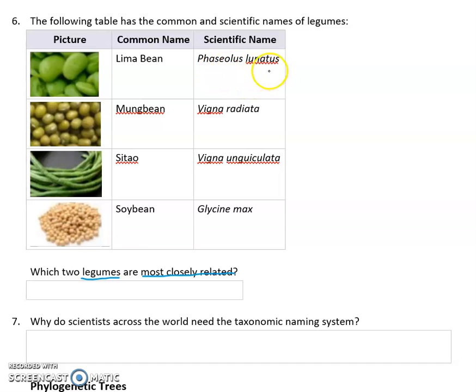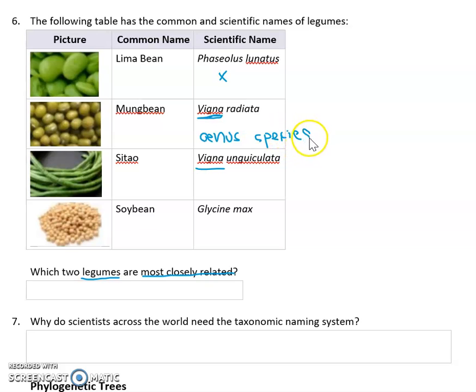So let's see, Phaseolus lunatus. I don't see Phaseolus or lunatus anywhere else on this list, so I'm going to say that this one is probably not very closely related to the rest. Vigna radiata. I see Vigna unguiculata and Glycine max. Both of these have the same name, Vigna. If you remember, the first name of a scientific name is going to be the genus, and the second name is going to be the species.